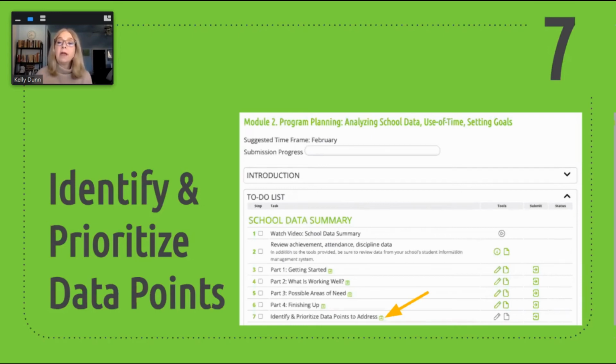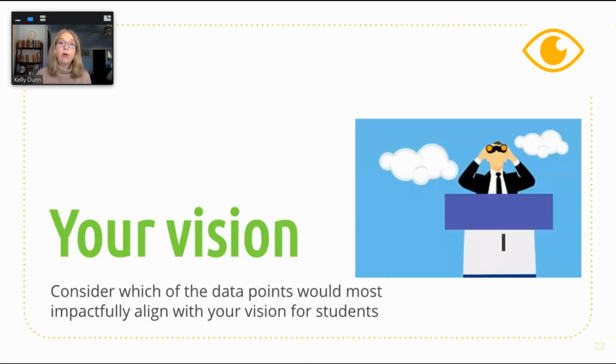Selecting just a few data points will help you be more intentional and focused in delivering targeted interventions for specific student groups. So, how to help narrow down your data to just a few priority data points? First, think about your program's vision for all students from Module 1. Your vision statement communicates your program's ultimate outcomes for students. And consider which of the data points would most impactfully align with your vision for students.